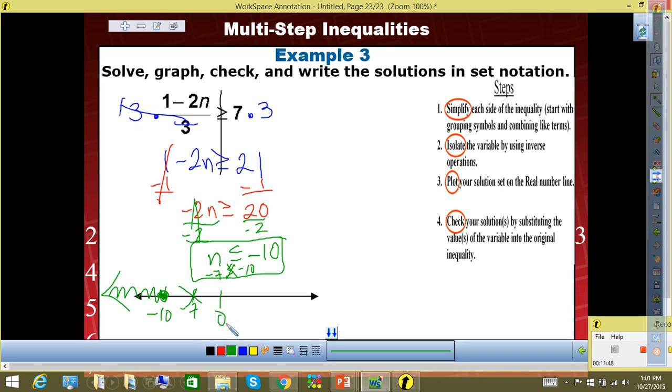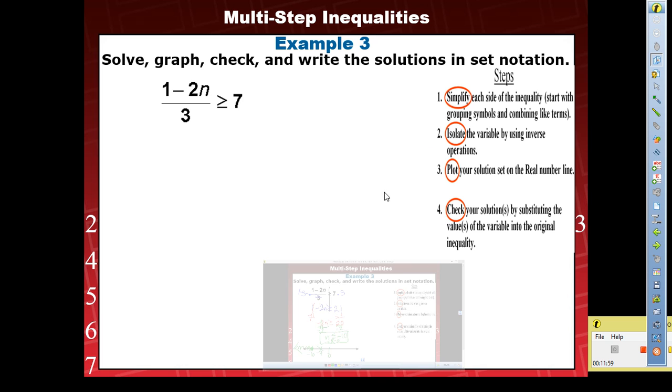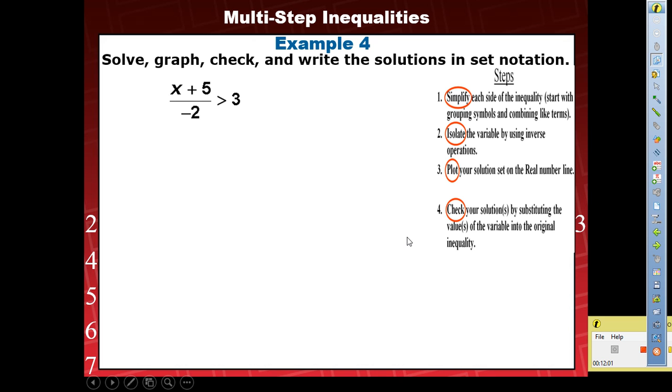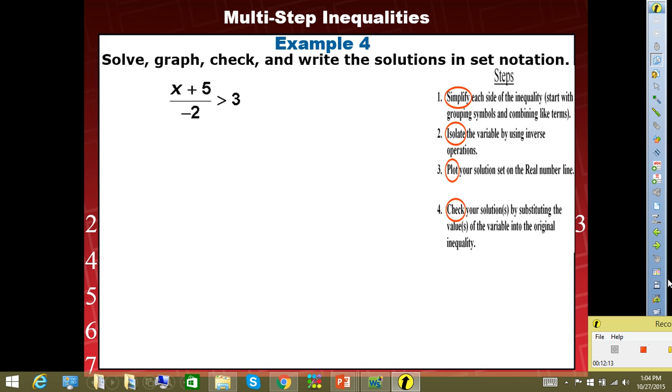All right, from this point forward, we're not going to check or graph. I just want you guys to solve it so you can get used to the process. Copy this next one, please. We can go a little bit faster for the sake of time. Example number 4. Bye, Julia. X plus 5 over negative 2 greater than 3. Go. You got 30 seconds. Copy that and solve.